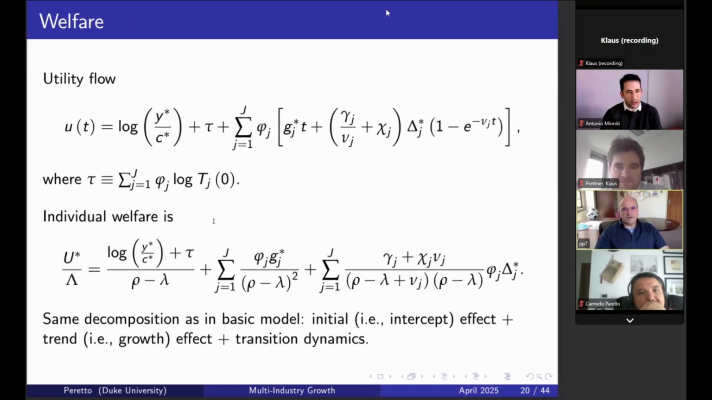So what's the utility flow here? Again, you separate things out, and you get that the representation is level effects, purely aggregate things, and then you basically have the weighted sum of utility coming from the TFP of the different industries, and so your welfare then becomes a weighted sum of the steady-state growth across industries, discounted, and the weighted sum across industries of the transitional dynamics component. Okay, so that's the aggregation part of the story.